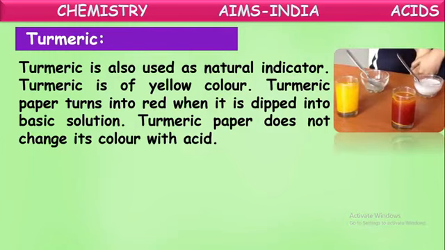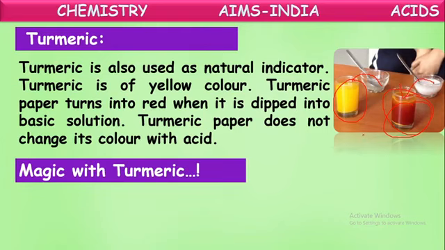See here, they have taken turmeric water or the turmeric solution. If base is added to the turmeric solution, immediately it turns into red color. If an acid is added, its color won't be changed, it will be in the yellow color itself. So it won't show any color change with the acids. It can change its color to red when base is added to it.